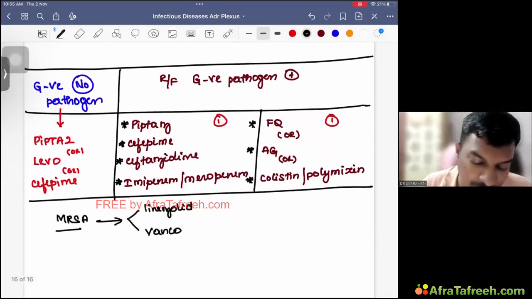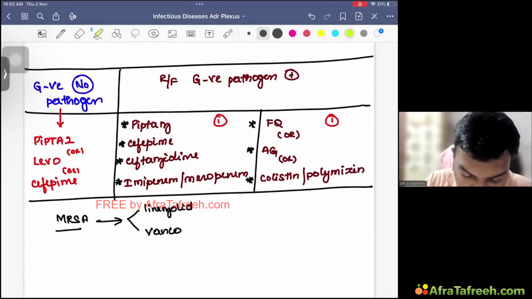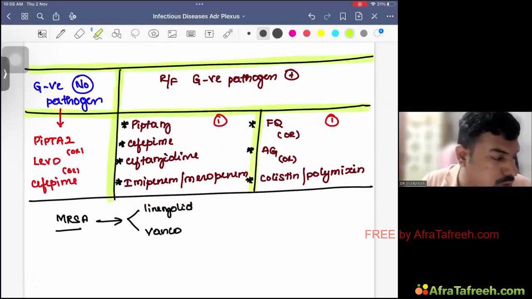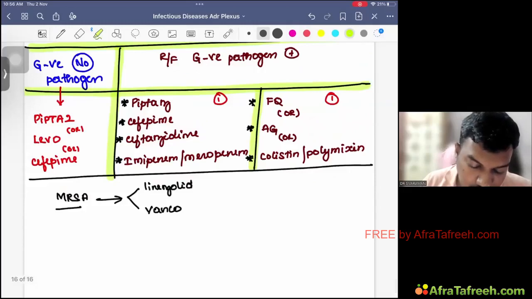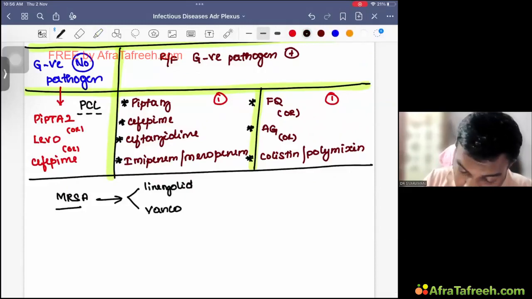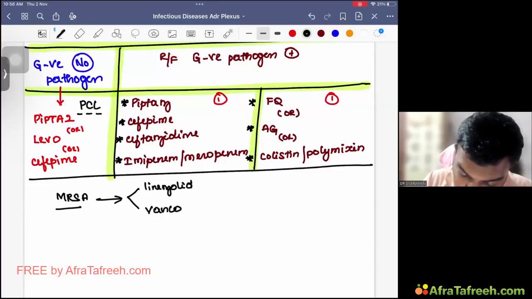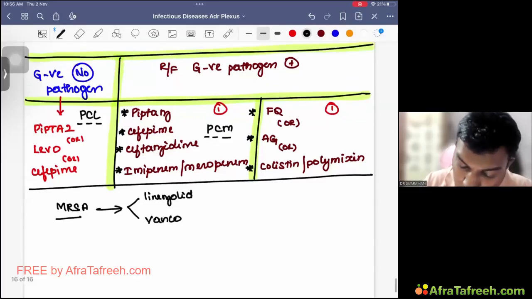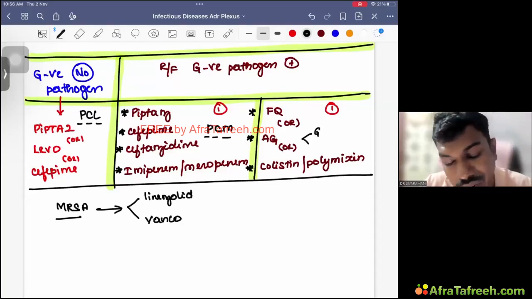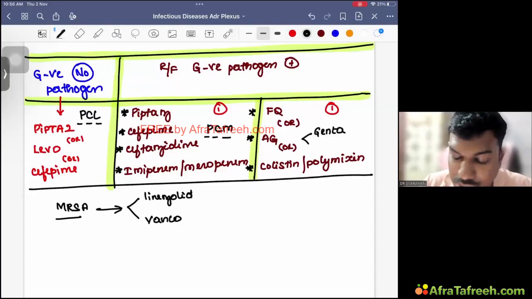Ultimately, the treatment is based on the local pathogens and culture sensitivity. The local antibiogram decides the treatment, but this is the protocol. Whenever you have no risk factor for gram negative, it is PCL: piptaz, cefepime, levofloxacin. If there are risk factors, it is PCM: piptaz, cefepime, meropenem or imipenem, plus a fluoroquinolone, or an aminoglycoside like genta, tobra, or amikacin.